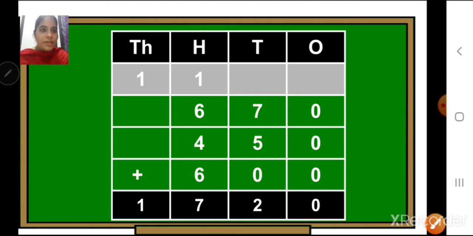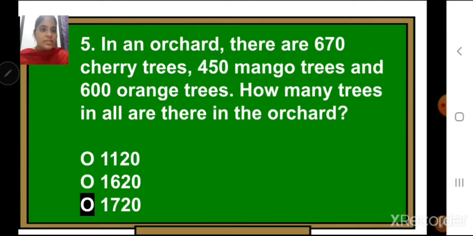Children, here I have added all the three numbers, 670 plus 450 plus 600. When we add all of them, we will get the answer as 1720. Okay, so let us find out where it is. Here, the last option, 1720. On this option we have to click.